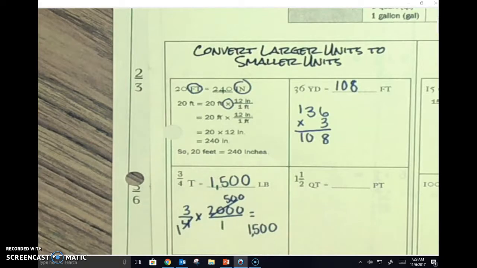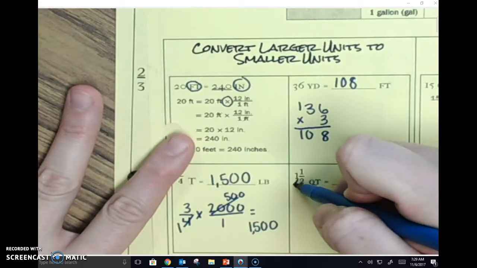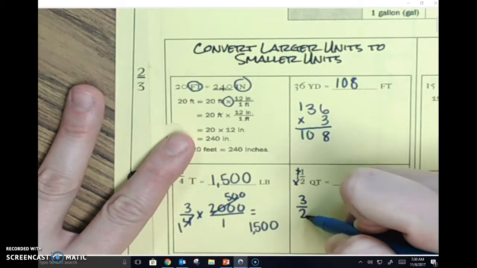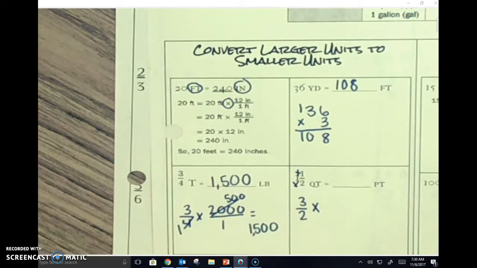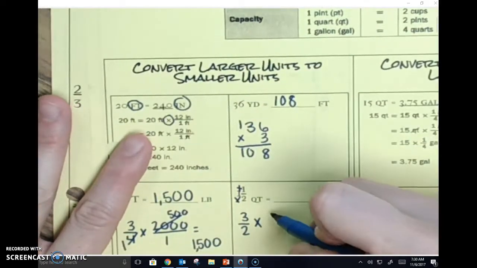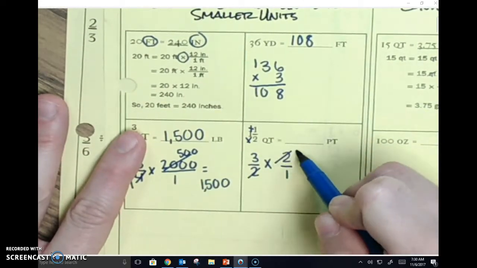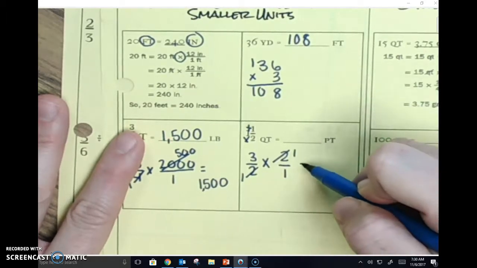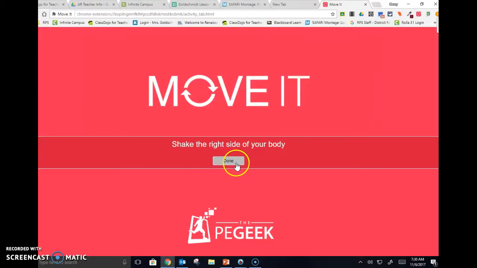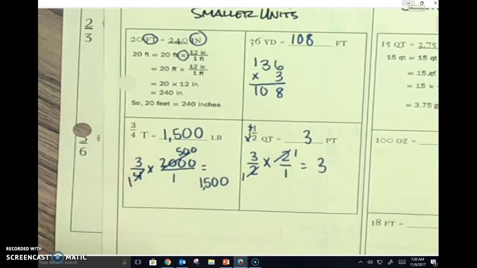Our next one, we want to change quarts into pints. So we're going from a larger to a smaller unit. That means we're going to multiply. We have a mixed number. So before I write it down here, I'm going to change it into an improper fraction. So 2 times 1 is 2, plus 1 is 3. So 3/2 times. Now we're going to have to figure out how many pints are in a quart. If we look up here, we go from quarts to pints. It is 2. So 2/1. I'm going to cross cancel because the 2s just cross out and make 1s. And so I get 3 for my answer. And so in 1.5 quarts, we have 3 pints.